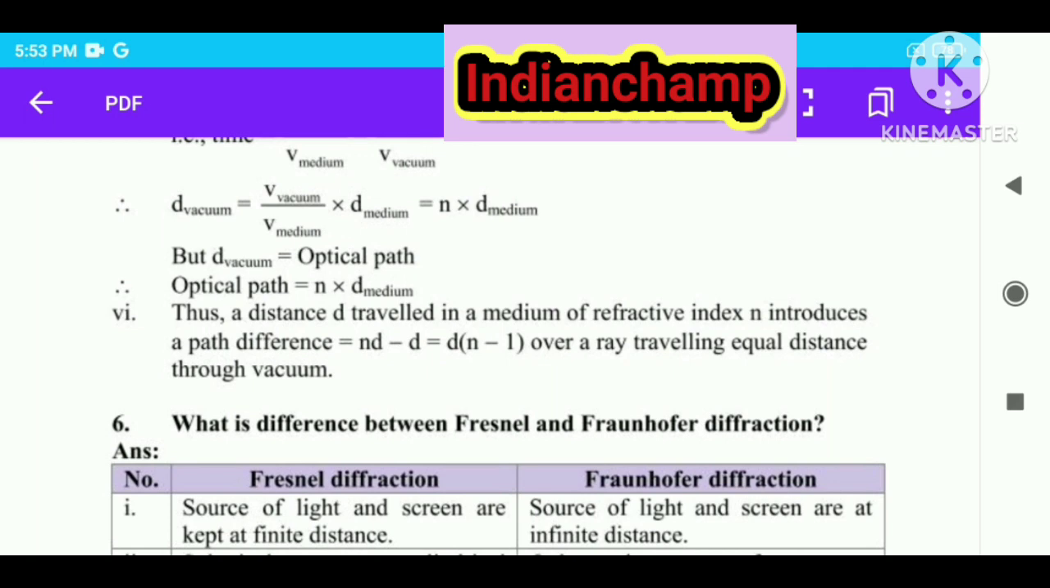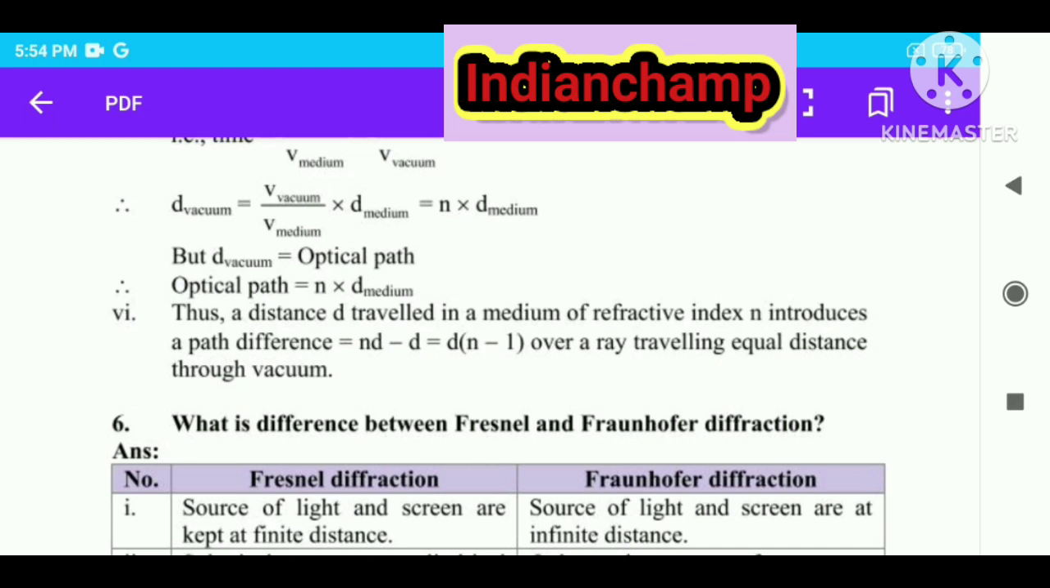Sixth, thus a distance d traveled in a medium of refractive index n introduces a path difference equal to nd minus d is equal to d into bracket n minus 1, over a ray traveling an equal distance through a vacuum.